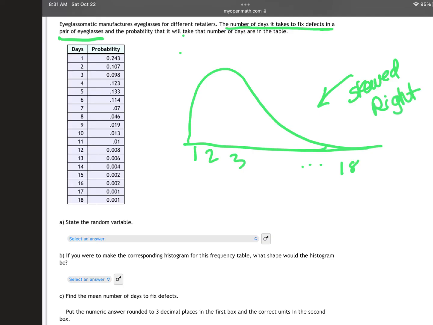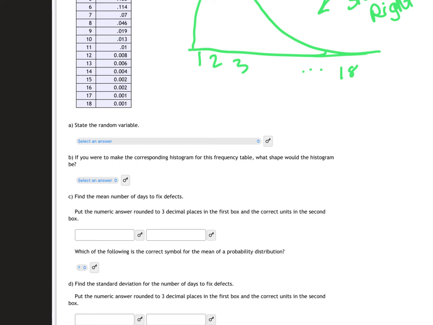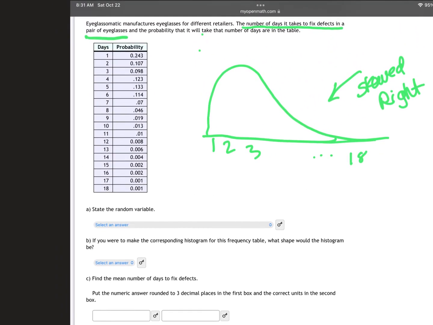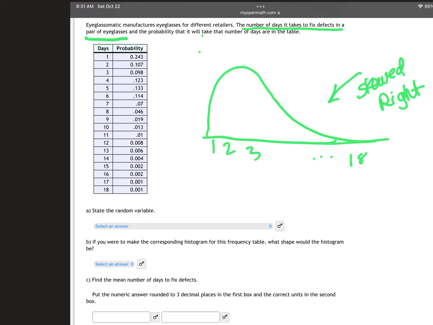Find the mean number of days it takes to fix the defects. All right, and then you would write days. On Excel, this is what I would do, so I don't have to type all that into a calculator or something like that.